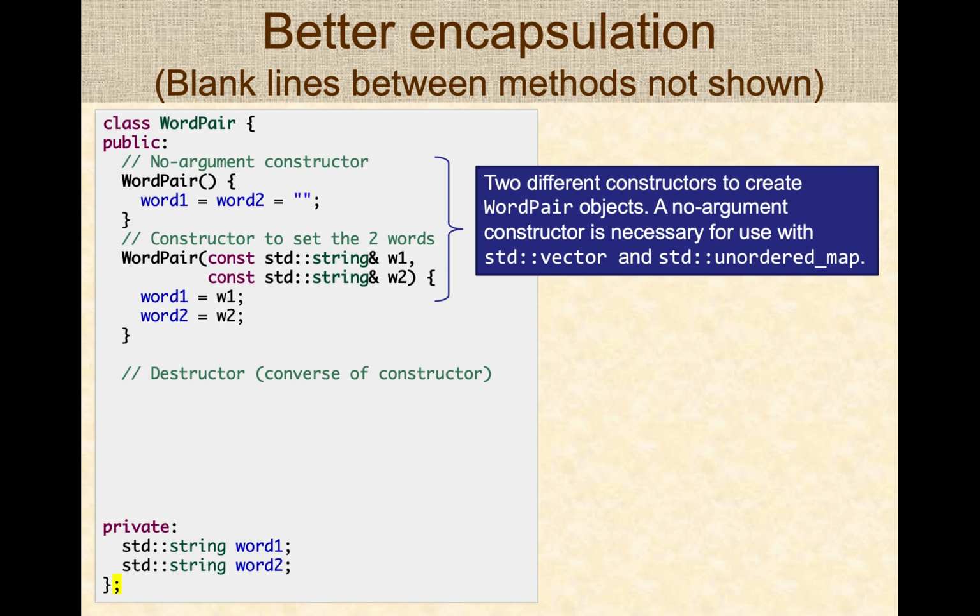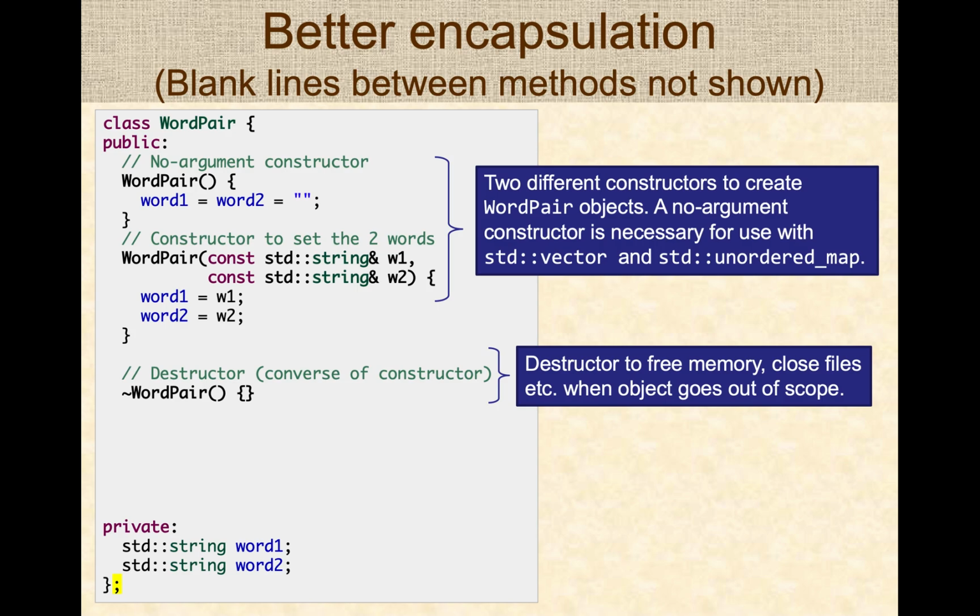Typically, you will have a destructor for every class. It is the converse of a constructor. A constructor constructs an object. A destructor is meant to clean up all of the resources associated with an object. Typically, your destructor may not have any work to do, so you would implement an empty destructor. And notice the tilde at the beginning of the method name.